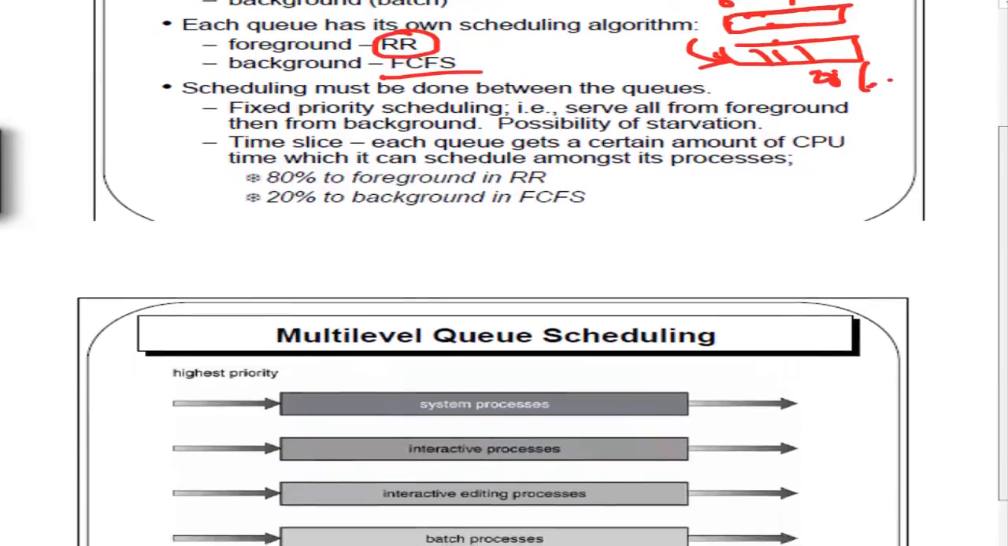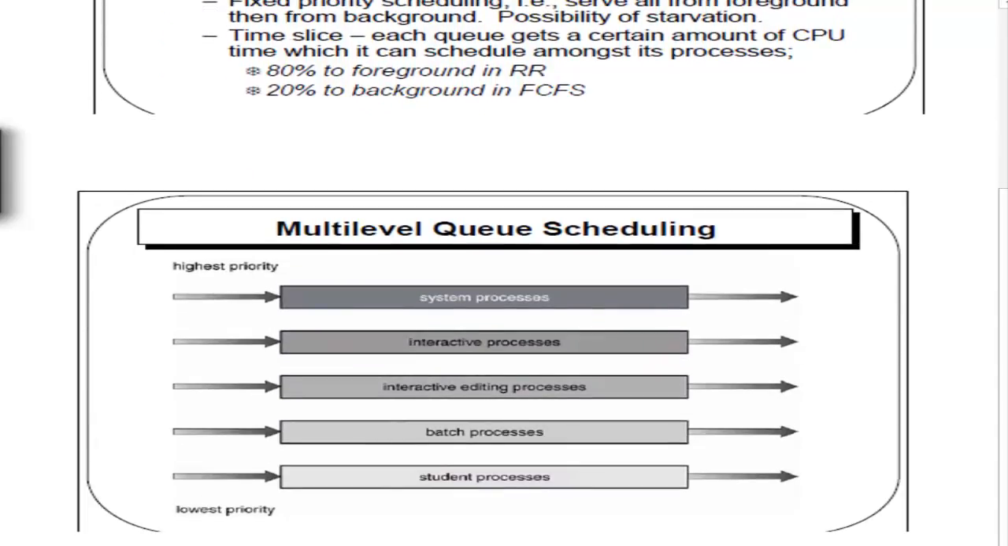So like this, this is the Galvin book diagram. The highest priority is for the system processes, then another queue for interactive processes, interactive editing processes, then batch processes, and student processes, the lowest one. So we can have different processes grouped into different queues with different priorities according to their characteristics.